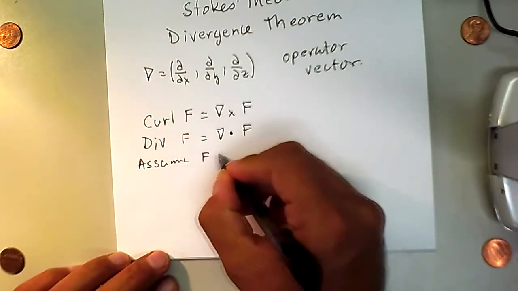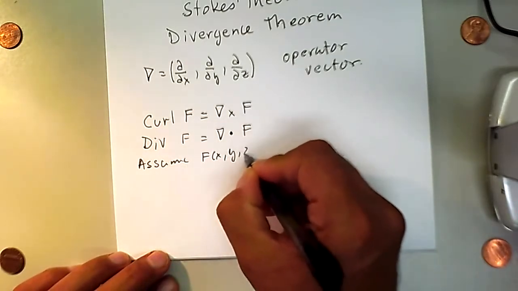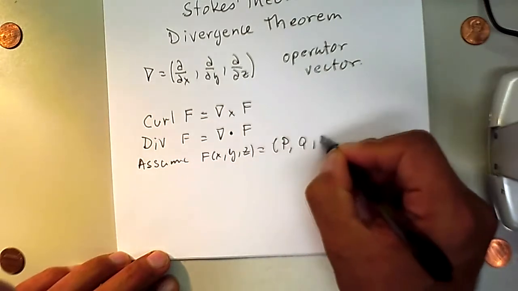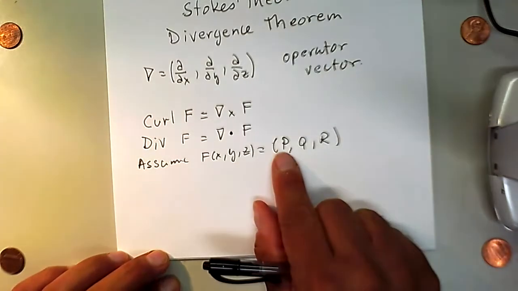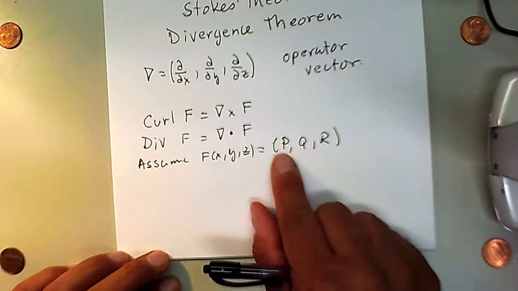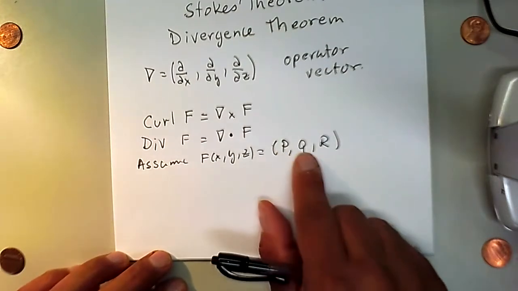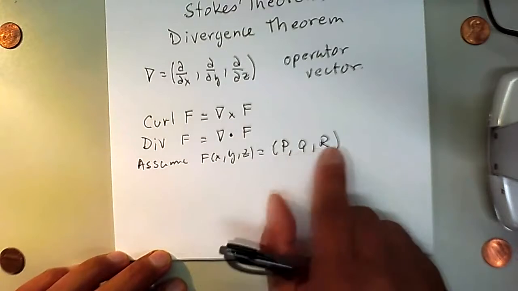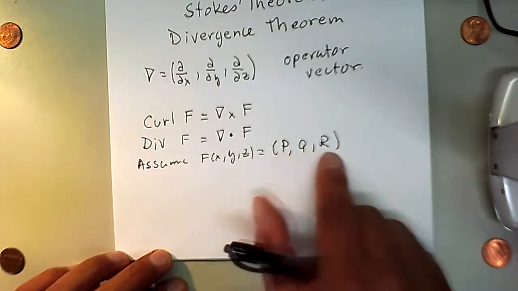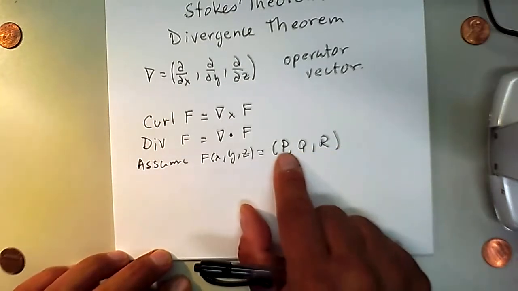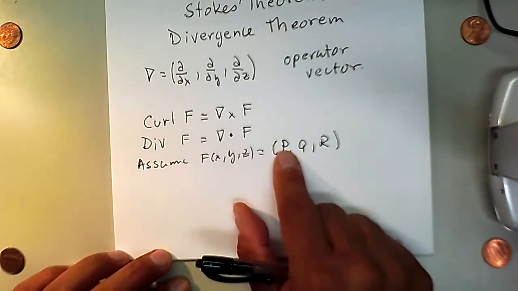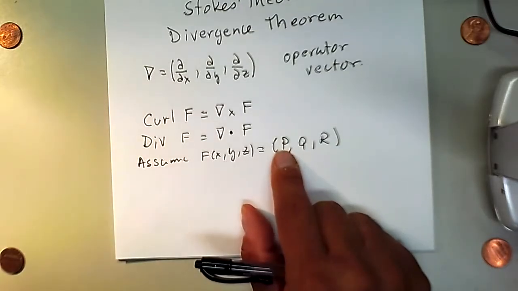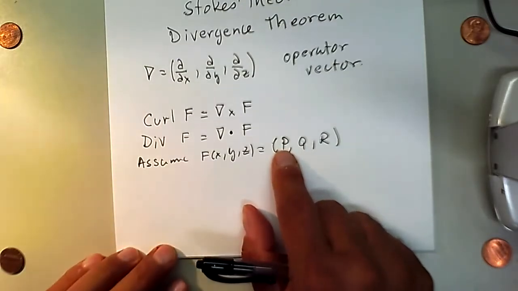that f of x, y, z will be p, q, r. And those are functions of x, y, z themselves. So this is a function of x, y, z, a function of x, y, z, a function of x, y, z. So all three are potentially functions of x, y, z. They could be very simple, like just x or just y or something like that. In fact, in the examples we're going to do in this video, those are going to be very, very simple.